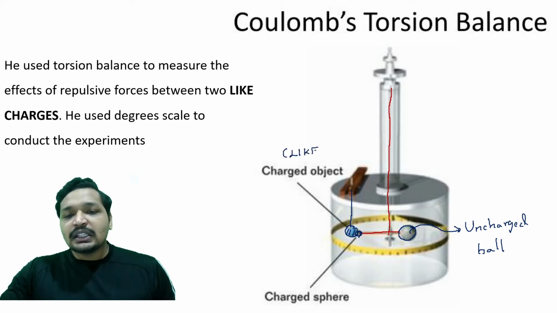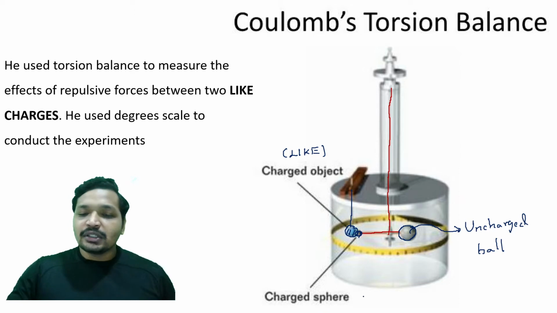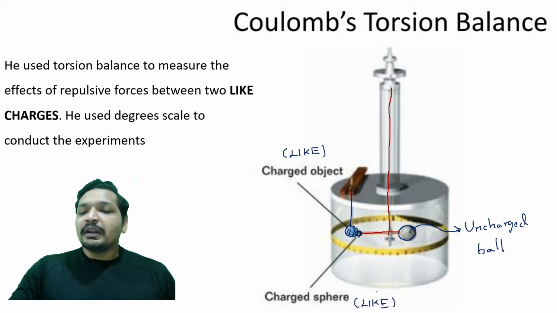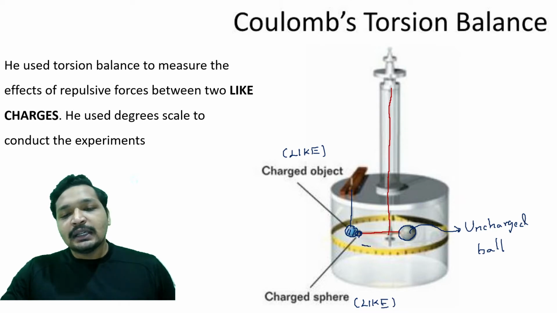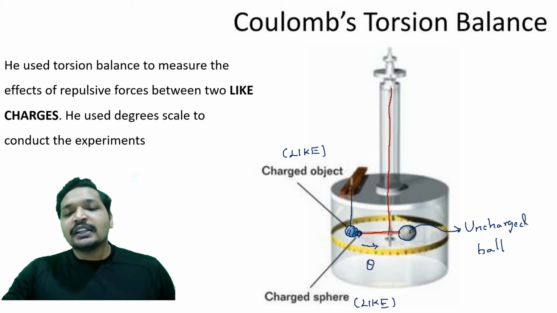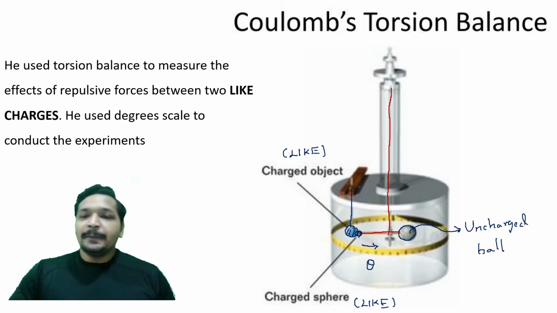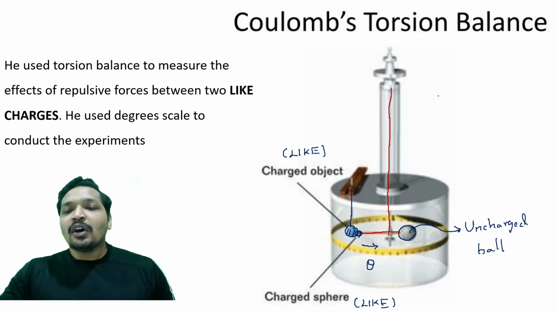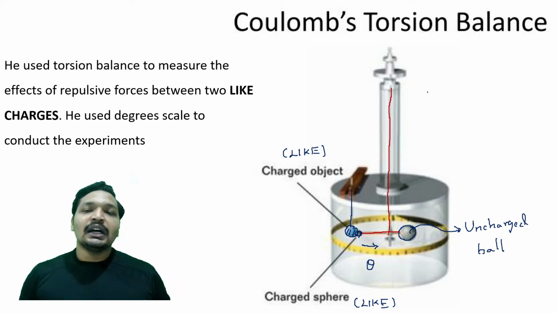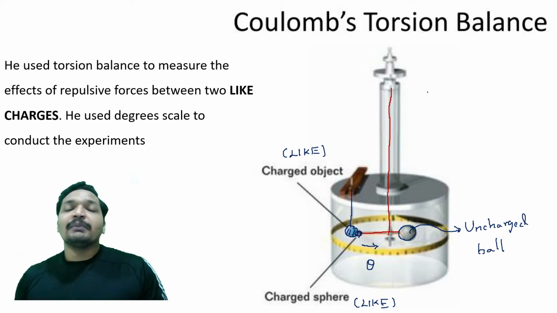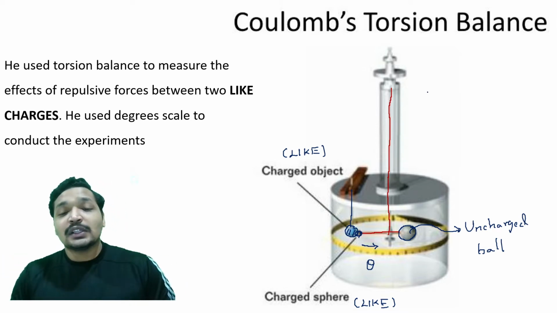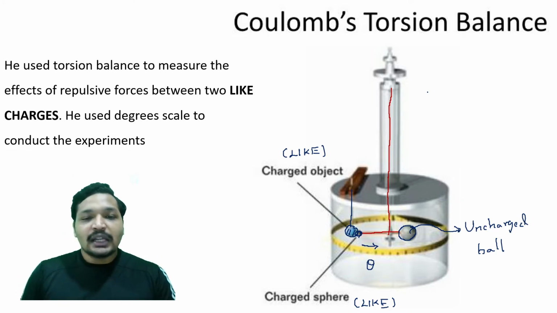So like charges means both could be positive, or both could be negative. In that case, what would they do? They would repel each other, and this deflection, a theta deflection, was measured on the scale. There would be some torque, corresponding to some theta, and it would be related to some force, and that force was none other than our electrostatic force.